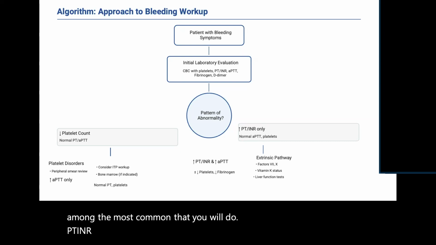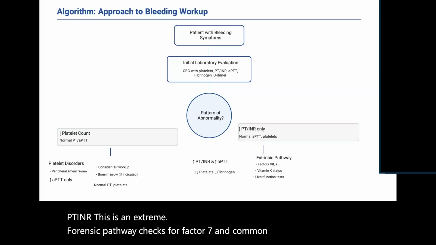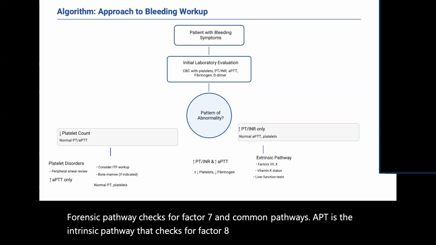PT/INR, this is the extrinsic pathway, checks for factor 7 and common pathways. APTT is the intrinsic pathway that checks for factors 8, 9, 11, and 12, and that is reflective of the common pathway.